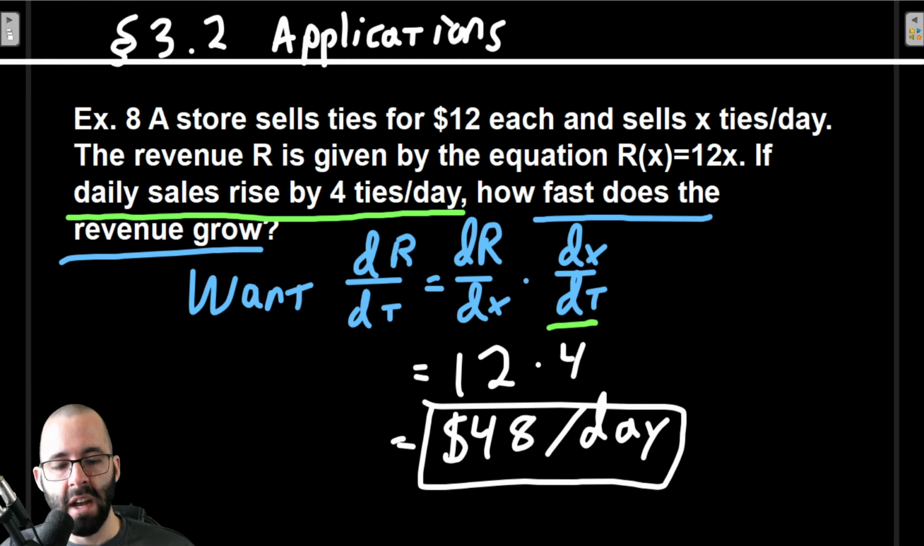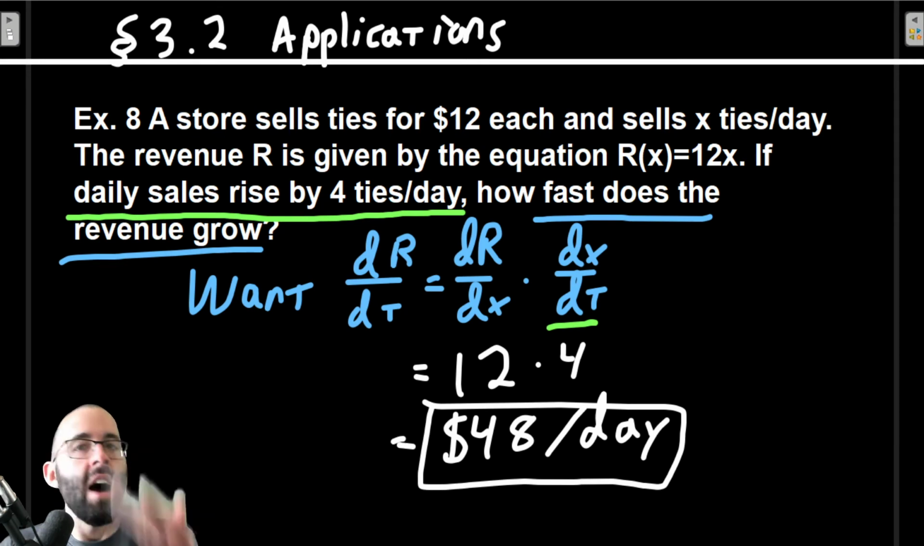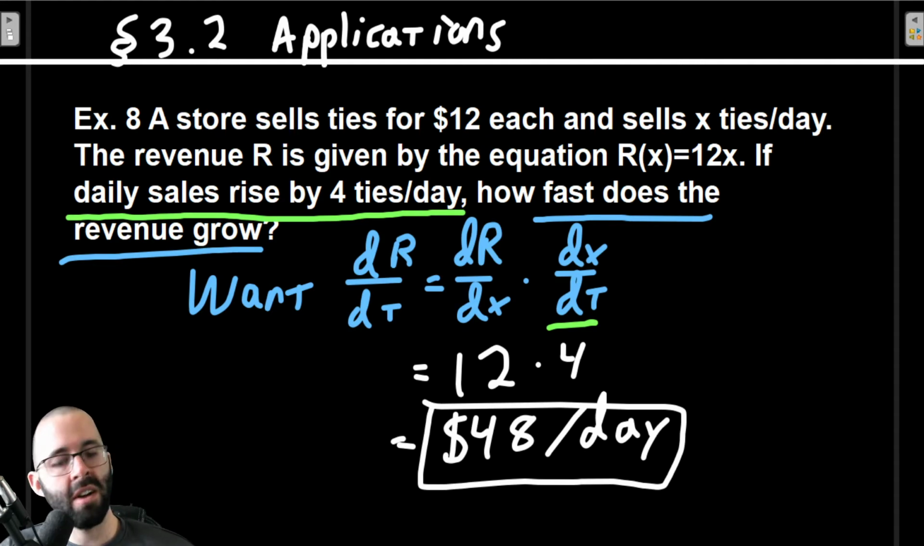And again, it doesn't matter. Notice we don't even know how much our daily revenue is. I don't know the revenue I'm making today. I don't know the revenue I'm making tomorrow. I do know I'm making 48 extra dollars though. The store doesn't actually need to give you the other information.